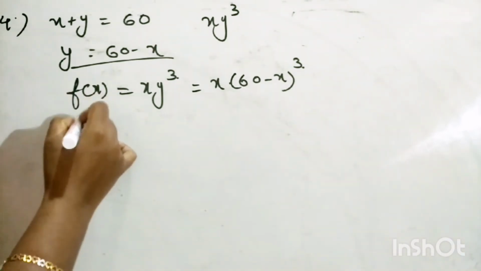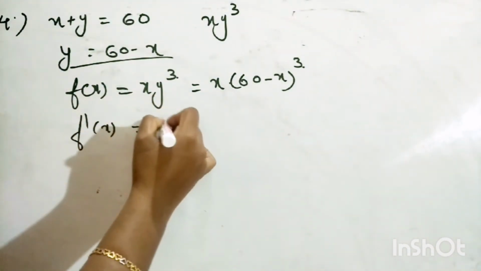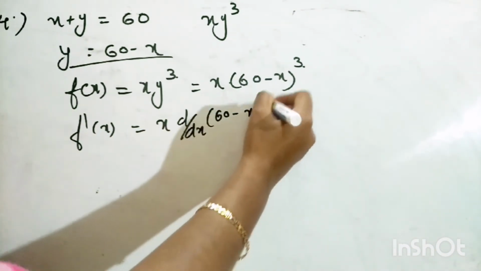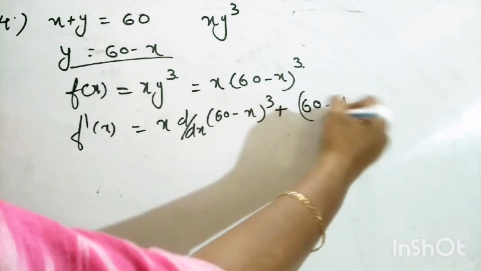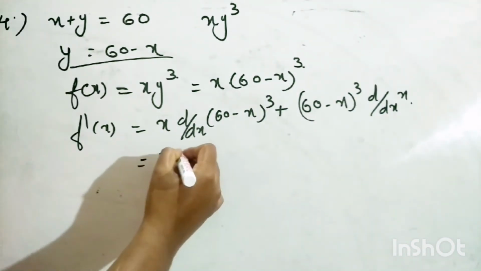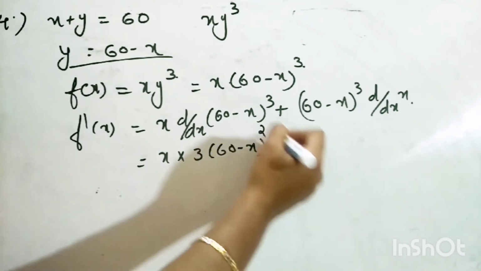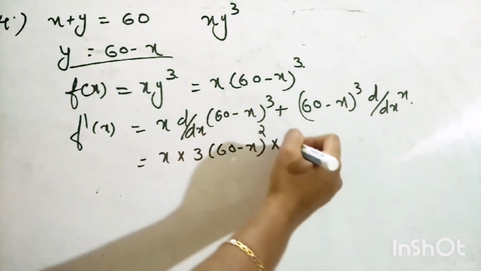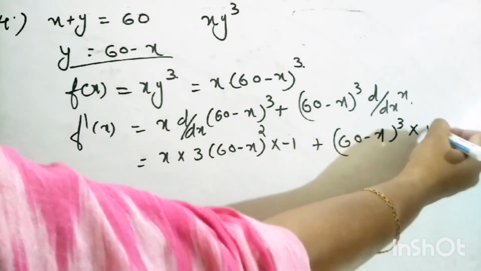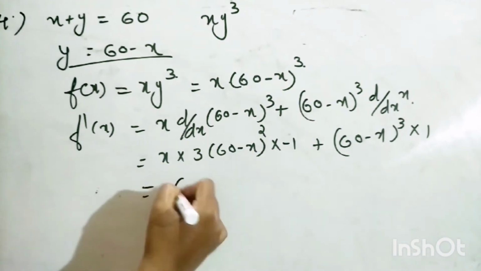So we are going to find the derivative. f dash of x is equal to, here we need to apply the product rule. So x into the derivative of (60 minus x) cube, plus (60 minus x) cube into the derivative of x. This is equal to x into 3 into (60 minus x) square into the derivative of 60 minus x, that is minus 1, plus (60 minus x) cube into the derivative of x, which is 1.